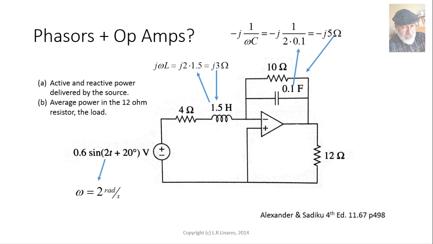What about that source? How are we going to represent that source? Well, 0.6 volts is the peak value of that source. We are using IEEE phasors, in which the value we use is the RMS value of the sinusoid, 0.6 divided by root 2, with a phase of 20 degrees. We are ready. Let me copy that circuit, and then we apply mesh analysis or any other method of solution to the circuit.